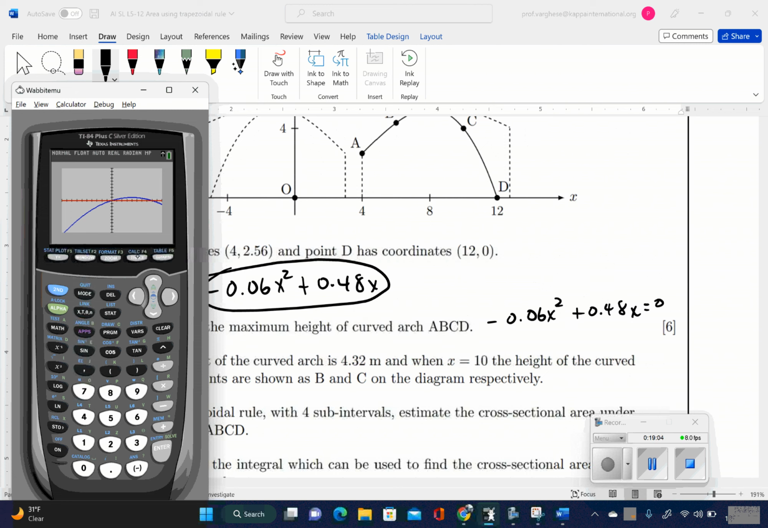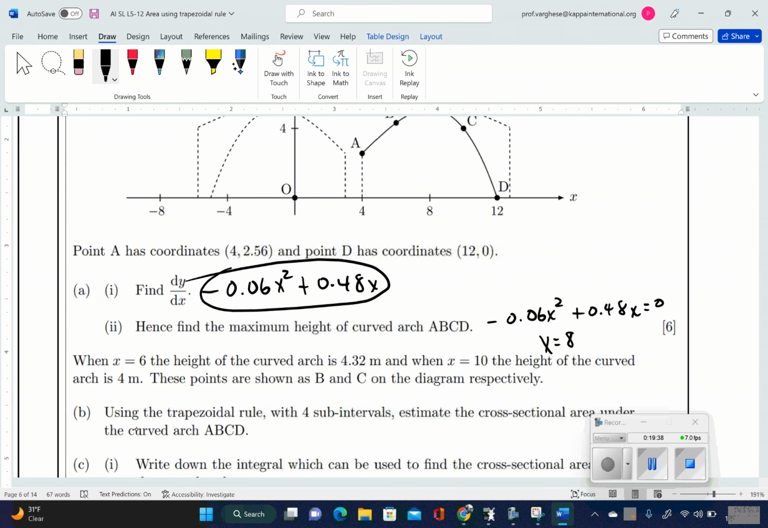So I'm going to hit second and trace. Option number 5 is intersection. I think we've done this so much over the last four lessons in calculus that this is hopefully second nature, but if not, then we could definitely practice this more. But you just hit enter, enter, enter. So this is telling us that x is equal to 8. Okay, so our x is going to equal 8.